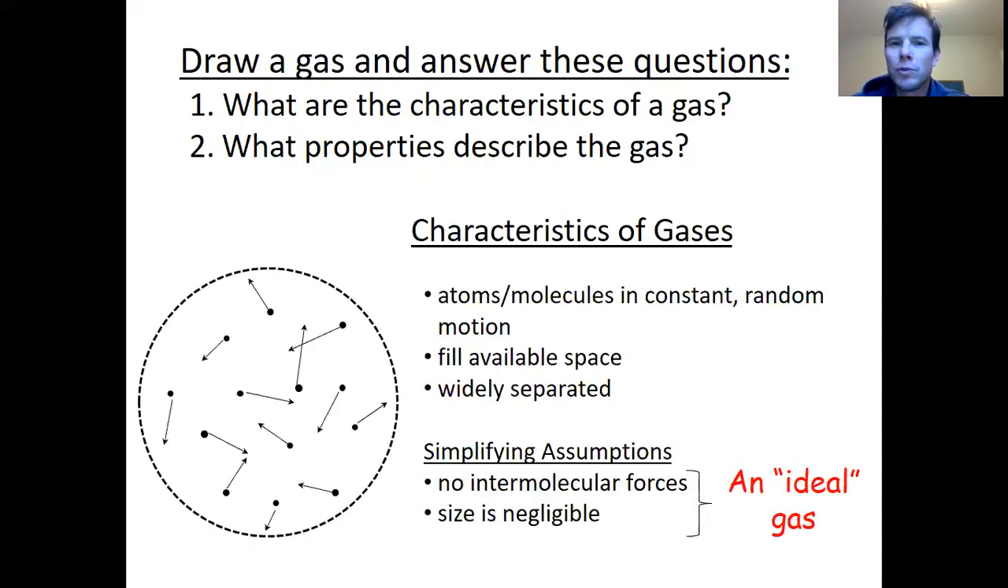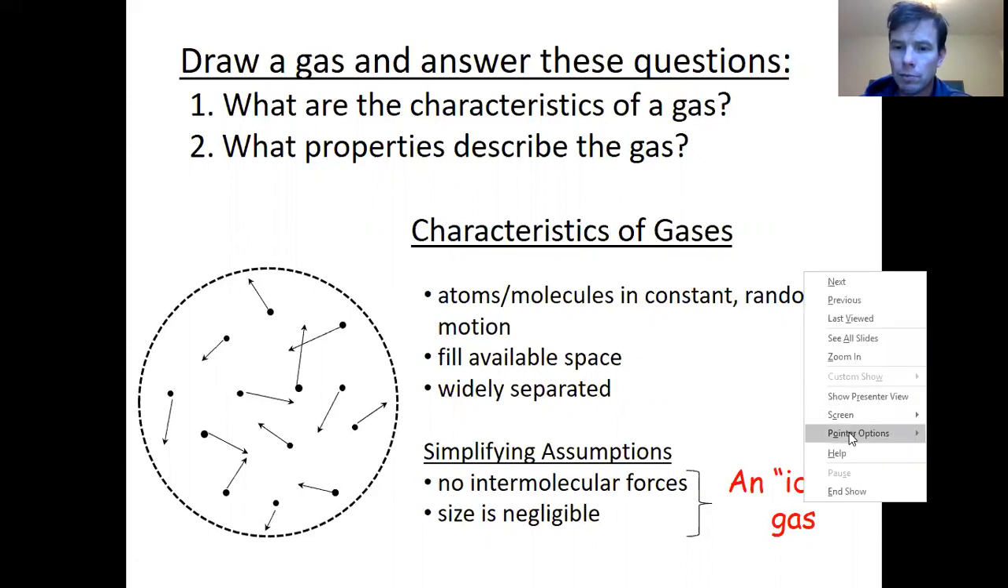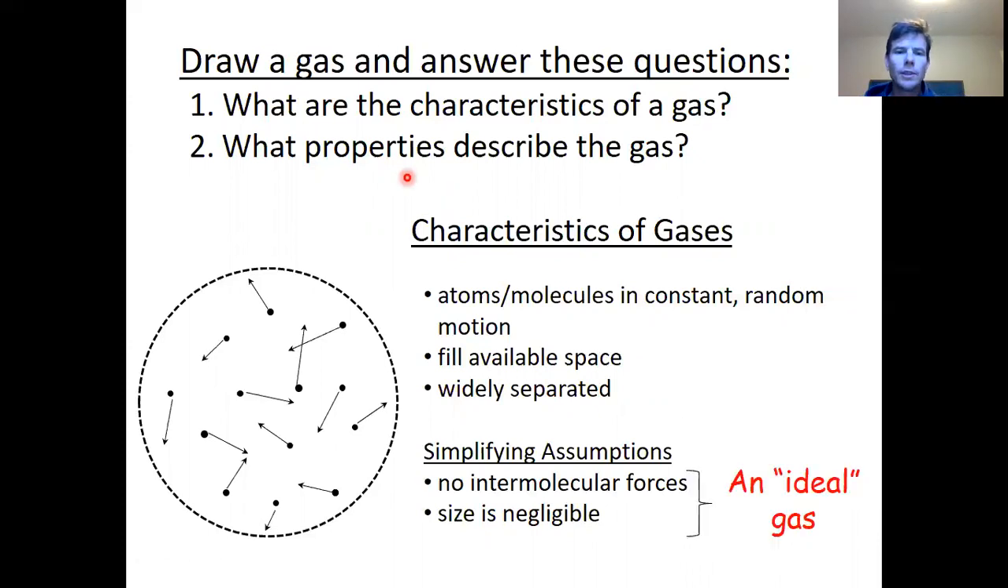First question I asked you to do is to describe the characteristics of a gas, and hopefully you drew something that looks like this. I'm gonna switch my pointer. So we recognize that gases are made up of atoms or molecules which are in constant random motion. Gases are going to fill the space that's available to them. And what is sort of unique about gases compared to liquids is that they're widely separated. Right? They're a long ways apart from one another.